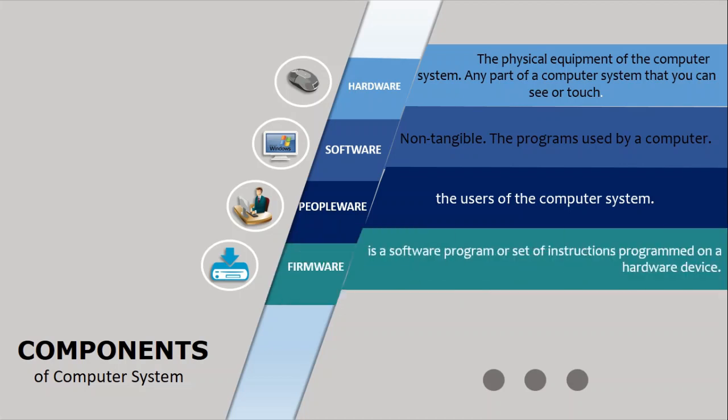And last one, we have firmware. It is a software program or a set of instructions programmed on a hardware device. Halimbawa ng isang firmware ay remote control. The software is programmed into the device typically for a single purpose. So, those are the 4 components of a computer system.